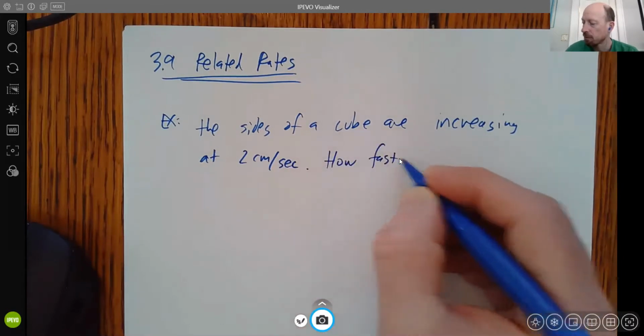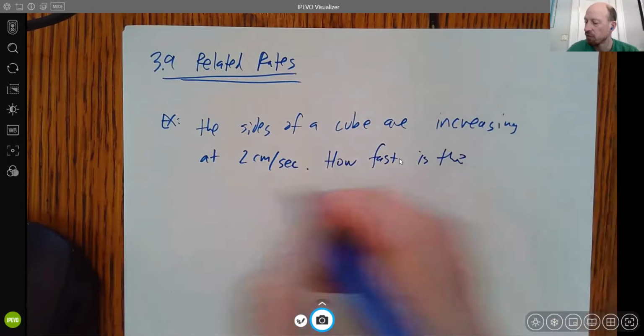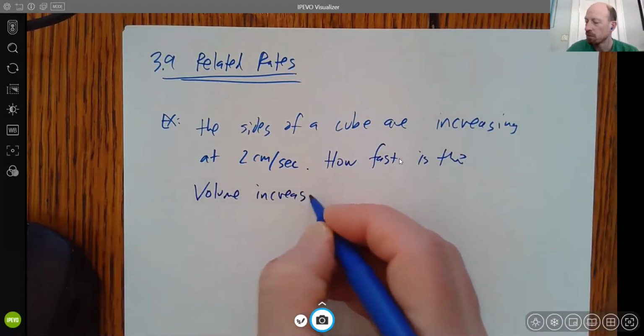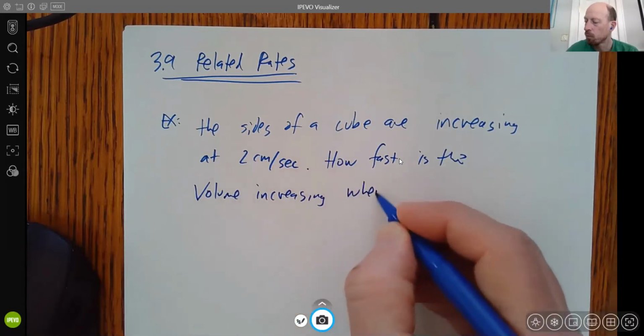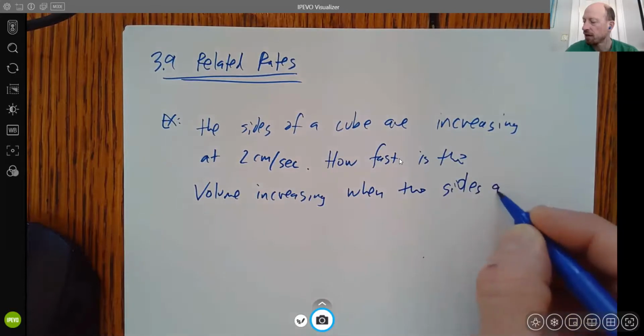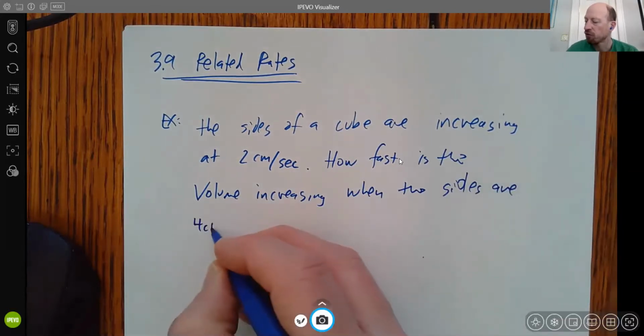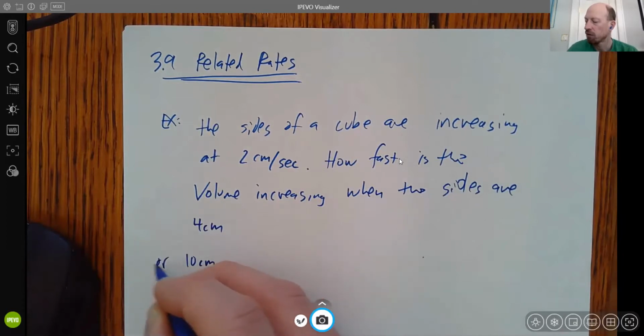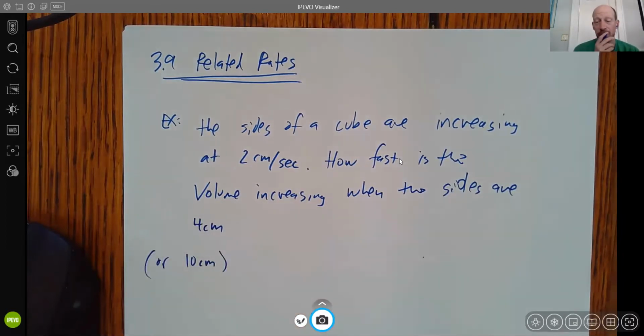How fast is the volume increasing when the sides are 4 centimeters, and we'll do kind of a follow-up question, or 10 centimeters. So these are two different scenarios.